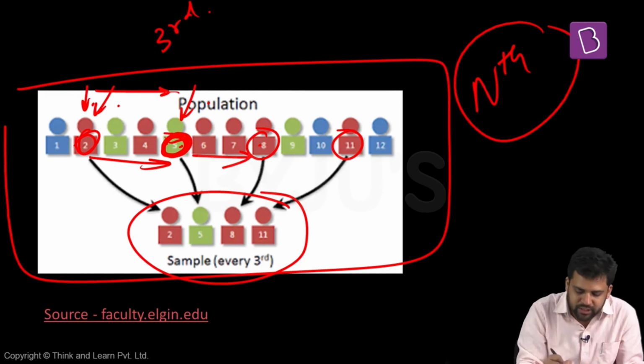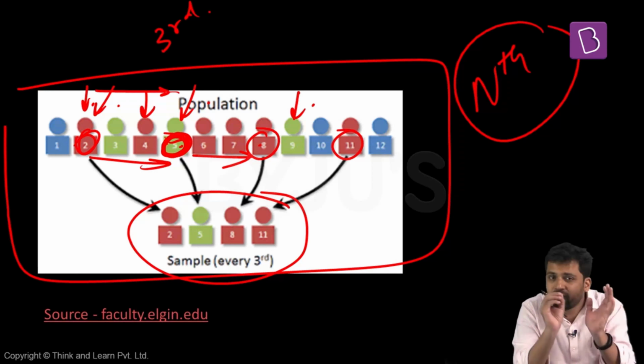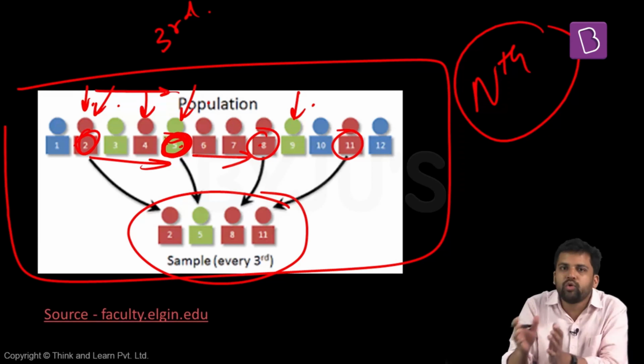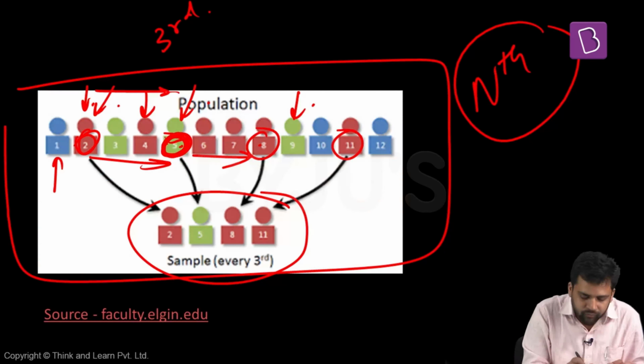After the second unit, the next unit chosen could have been the 9th unit, or it could have been the 4th unit. Any unit has equal probability of getting selected. So depending on the first choice, all the units will be selected in the case of systematic sampling. If the first choice had been 1, your sample would have reflected 1, 4, 7, 10.